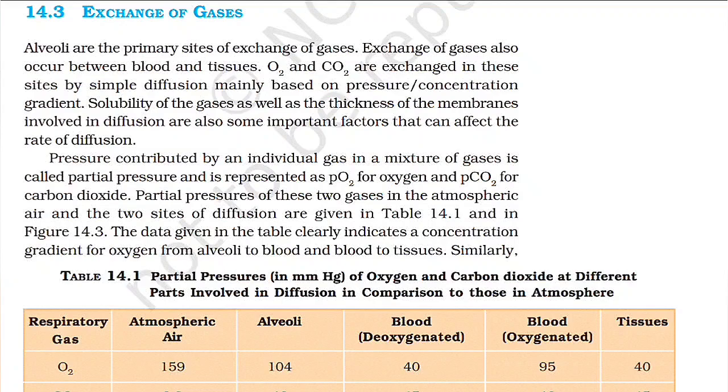Pressure contributed by an individual gas in a mixture of gases is called partial pressure and is represented as pO2 for oxygen and pCO2 for carbon dioxide. Partial pressure of these two gases in the atmospheric air and the two sites of diffusion are given in table 14.1 and in figure 14.3. The data given in the table clearly indicates a concentration gradient for oxygen from alveoli to blood and blood to tissues.